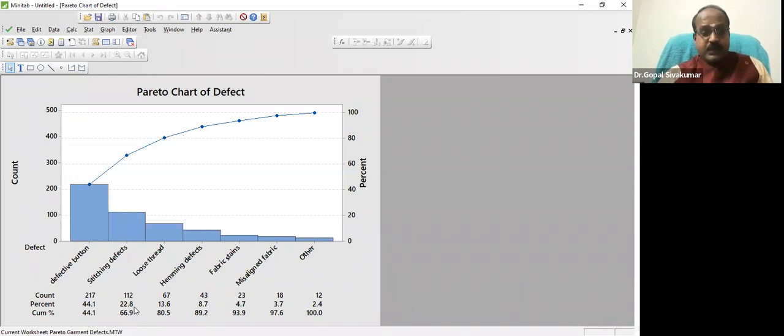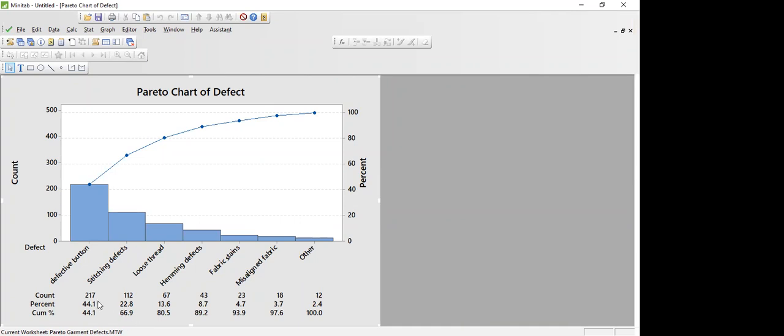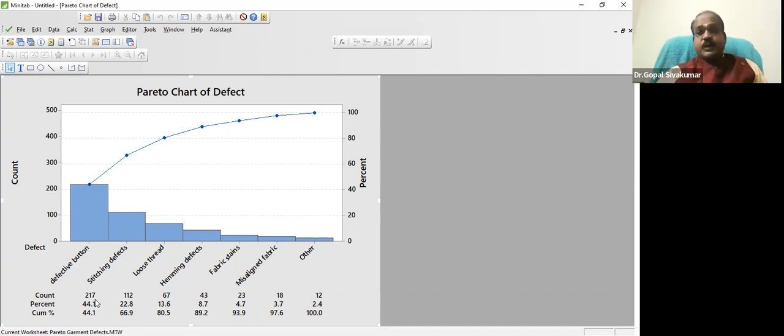But combining the stitching defect and the defective button, the cumulative percentage is 66.9%. Can one of you tell me how this 66.9 is arrived at? Defective button and stitching defect will be added. Yeah, you are adding the percentages together. If these two problems are considered together, they now contribute to 66.9%. That is what this dot is representing. Can you see 66.9 when I come to the right side? Are you able to notice?